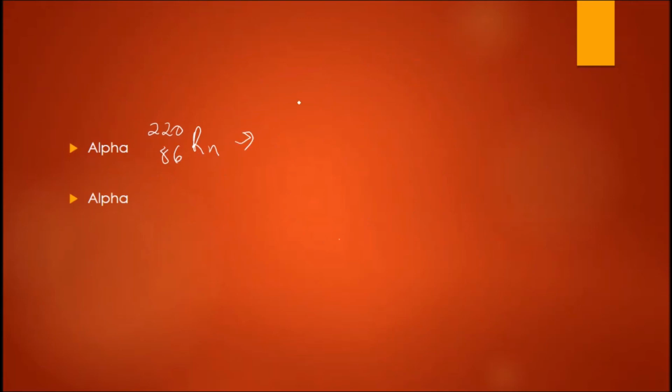Another alpha decay. Cassidy, what particle is released? That's beta. Very good. What plus 4 is 220? What plus 2 is 86? Who's 84?